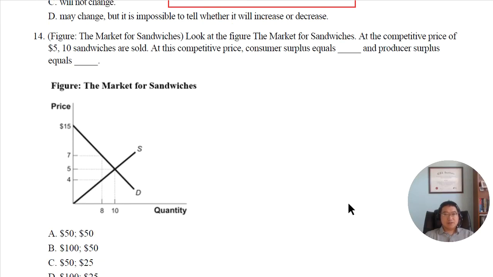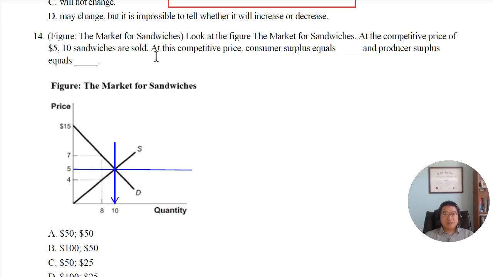Okay, question 14. Look at the figure, the market for sandwiches. At the competitive price of $5, 10 sandwiches are sold. So at $5, this price, 10 sandwiches are sold. This one gives us a better idea. We're talking about this 10, right?